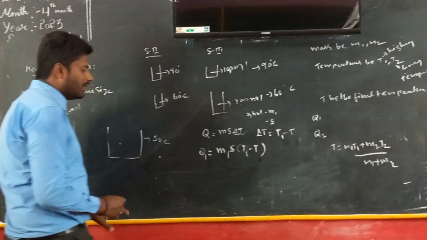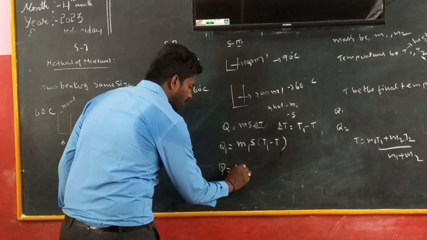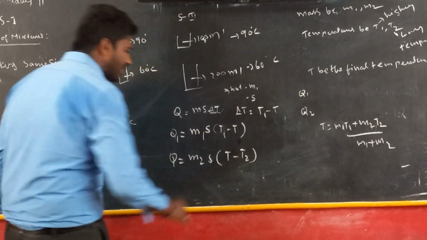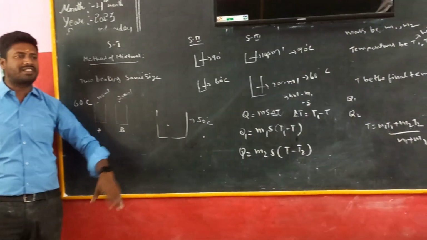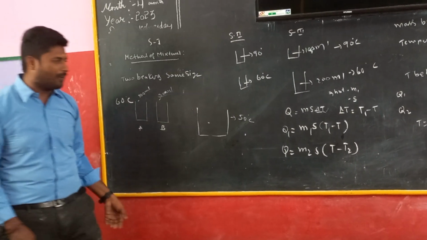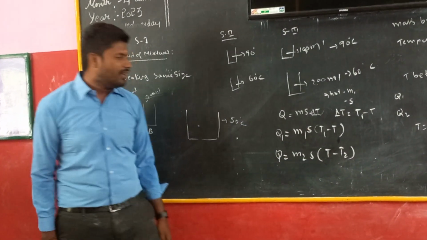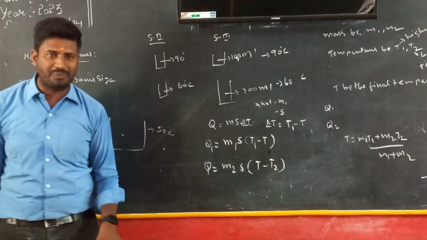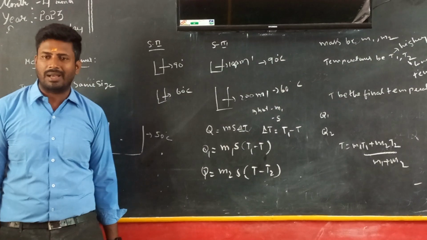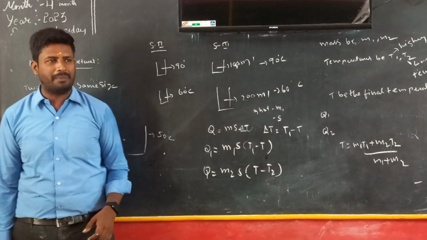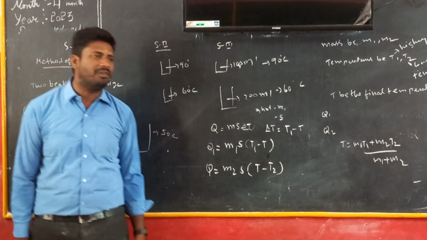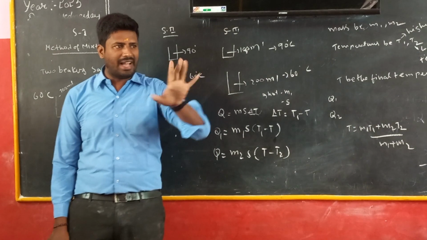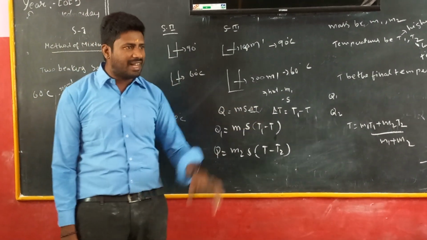For the second body, Q2 equals mass M2, specific heat S, and the temperature change is T minus T2, because the temperature of the mixture is greater than the temperature of the cold sample. T1 is the temperature of the hot sample, T is the temperature of the mixture, T2 is the temperature of the cold sample. Whenever you are calculating the temperature change, it is highest value minus lowest value. In case 1, T1 is the highest temperature. In case 2, T is the highest temperature.